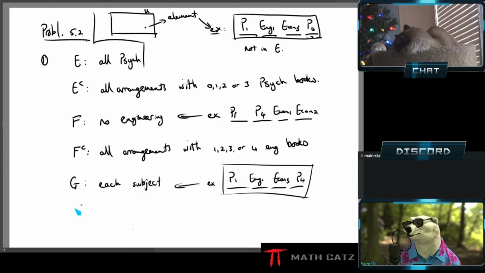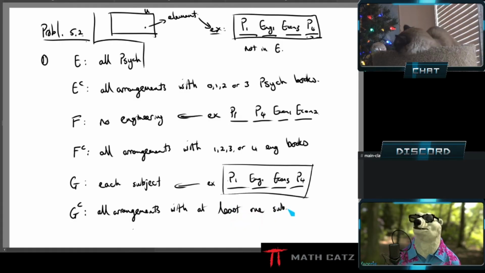Then I see every subject. So G complement needs to be everything that G is not requiring. G is requiring something very specific. Every subject needs to be visible in my arrangement. So G complement is simply the set of all arrangements with, say it like this, at least one subject missing.